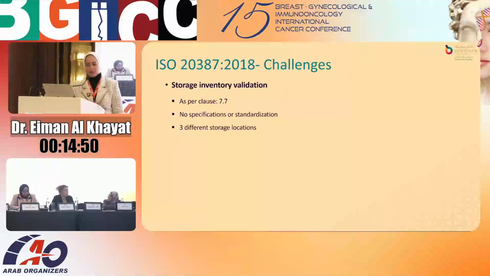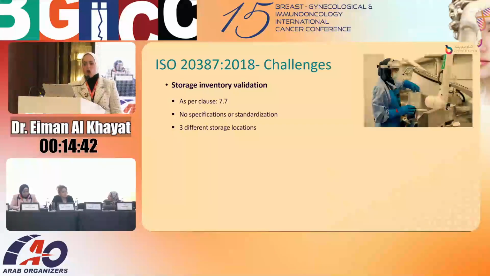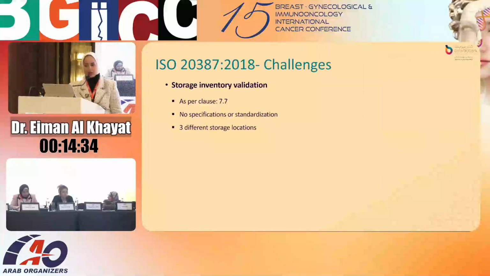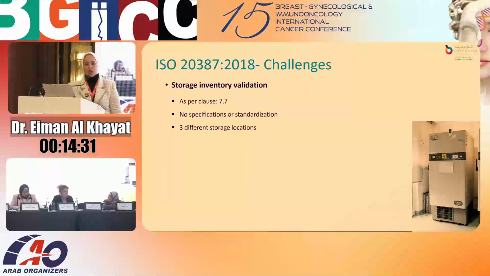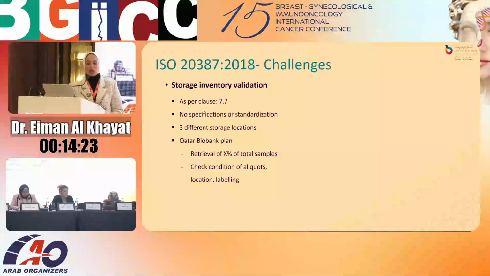We have three different storage locations. We store our samples in an automated -80 biostore. Also, we store samples in another location in cryopreservation at -196. Also, we store our samples in the normal upright freezer, the manual one. We took action and implemented our plan. We decided the percentage we can retrieve from different locations. We agreed to retrieve 0.01% of total samples stored in the biobank. We check the condition of the aliquot, we check the location against the software, and we check also the labeling.